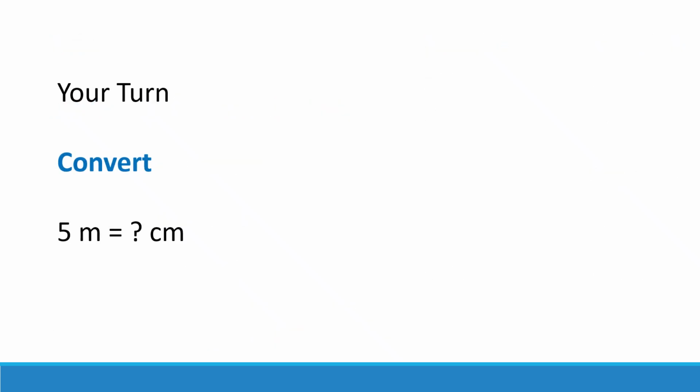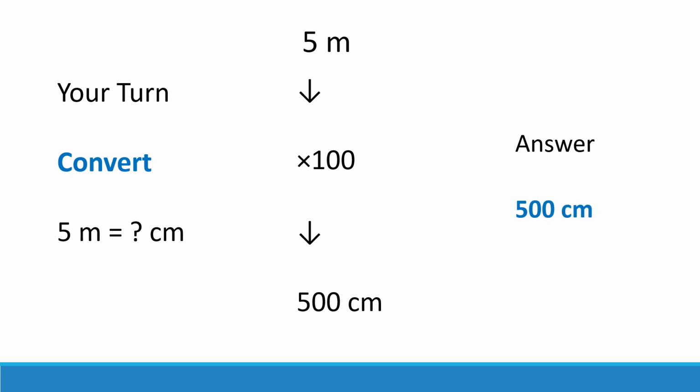Now it's your turn. Can you convert 5 meters to centimeters? Pause the video if you'd like a little more time to think. We're moving from meters to centimeters, so we multiply by 100. 5 times 100 equals 500. Therefore, the answer is 500 centimeters.